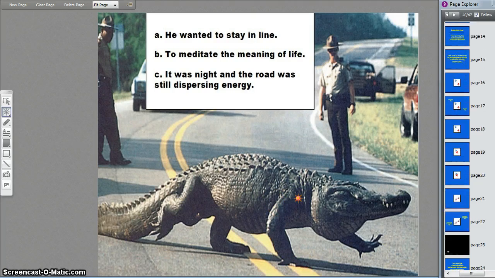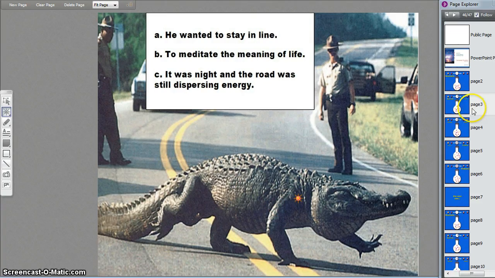So that's it for this section. This was chapter 9, section 6, and that is all.